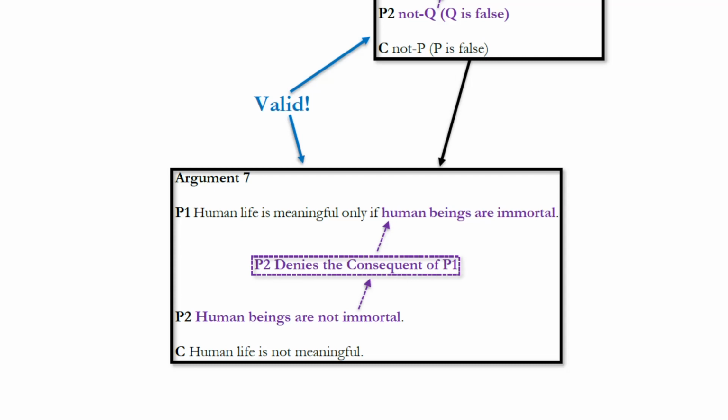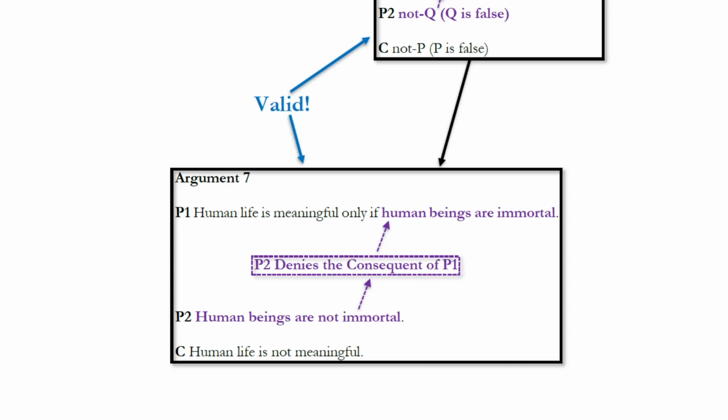Recall that the logical meaning of this statement is no different than if the premise was written as if human life is meaningful, then human beings are immortal. It is still a conditional statement. And in this case, human beings are immortal is the consequent, while human life is meaningful is the antecedent.